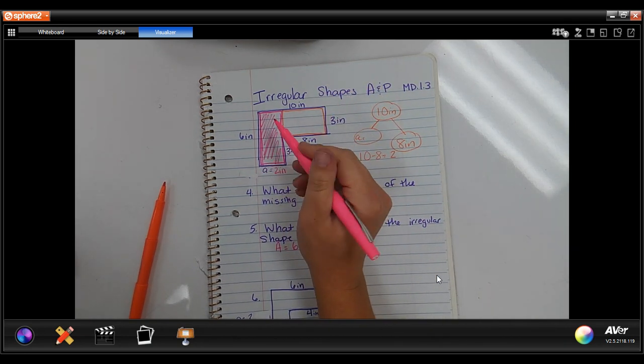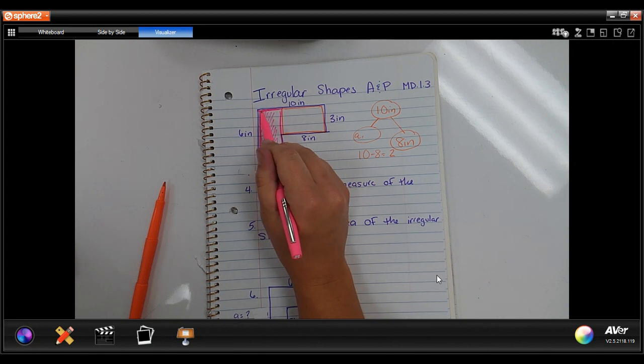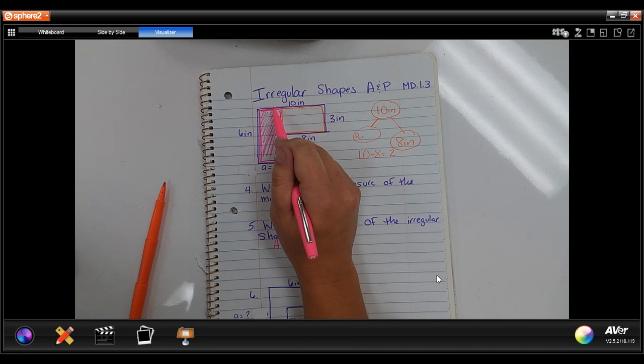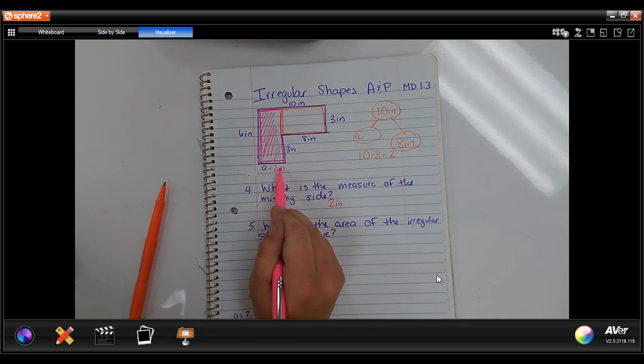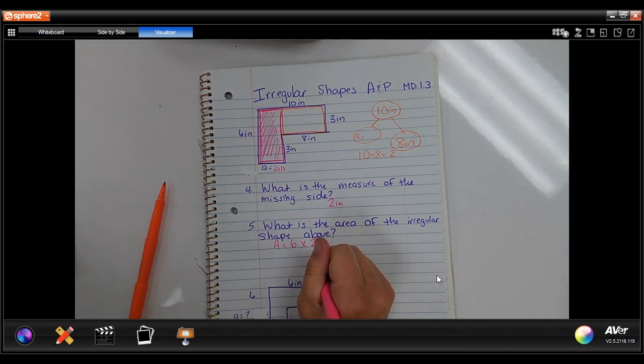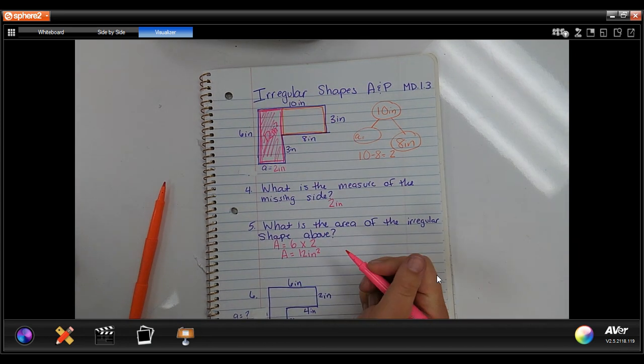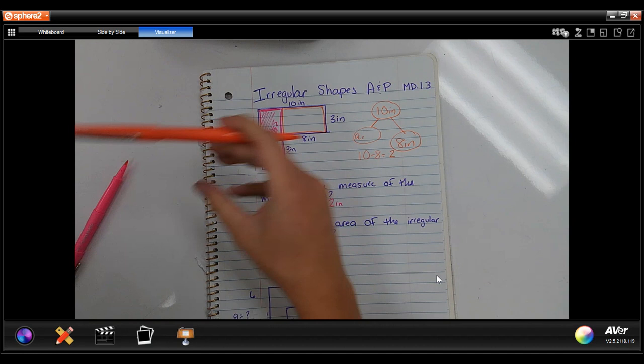And then now I need to find the width. So the width is this piece right here, but this one, it's definitely not 10 inches because that's this whole entire thing. So I'm going to look below. This little one is going to be 2 inches. So my area for that shape is 12 inches squared. So I can put that inside, 12 inches squared. Now I need to find the area for my next shape.